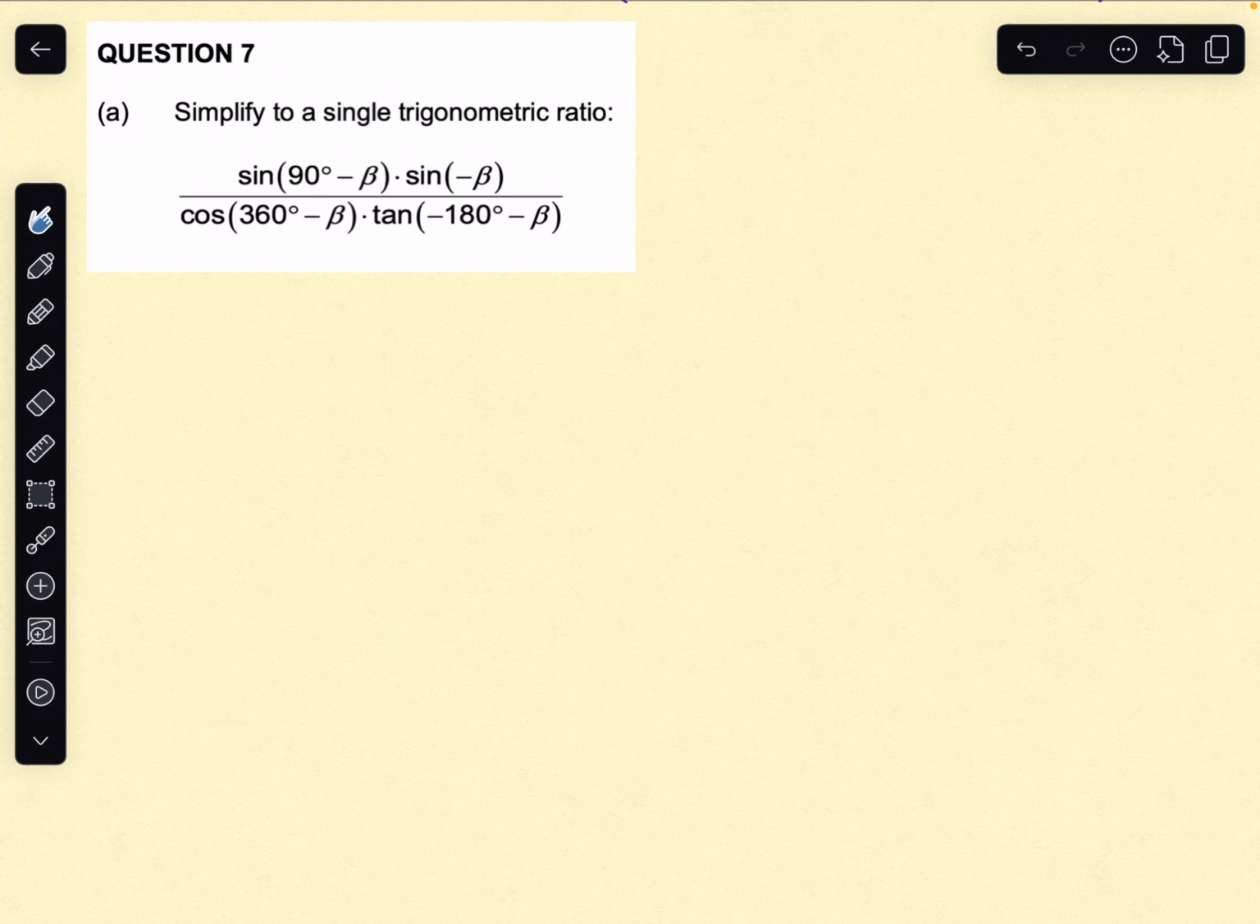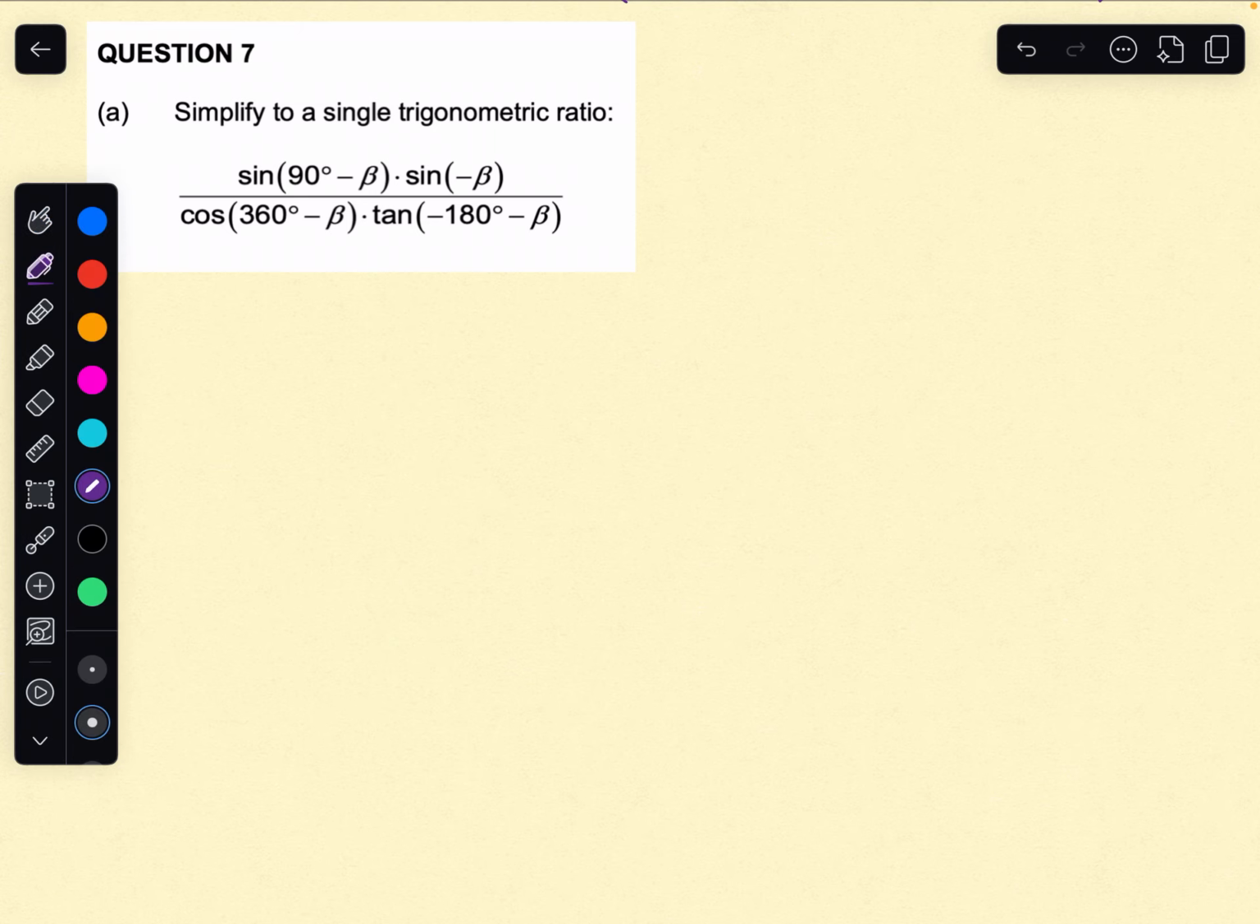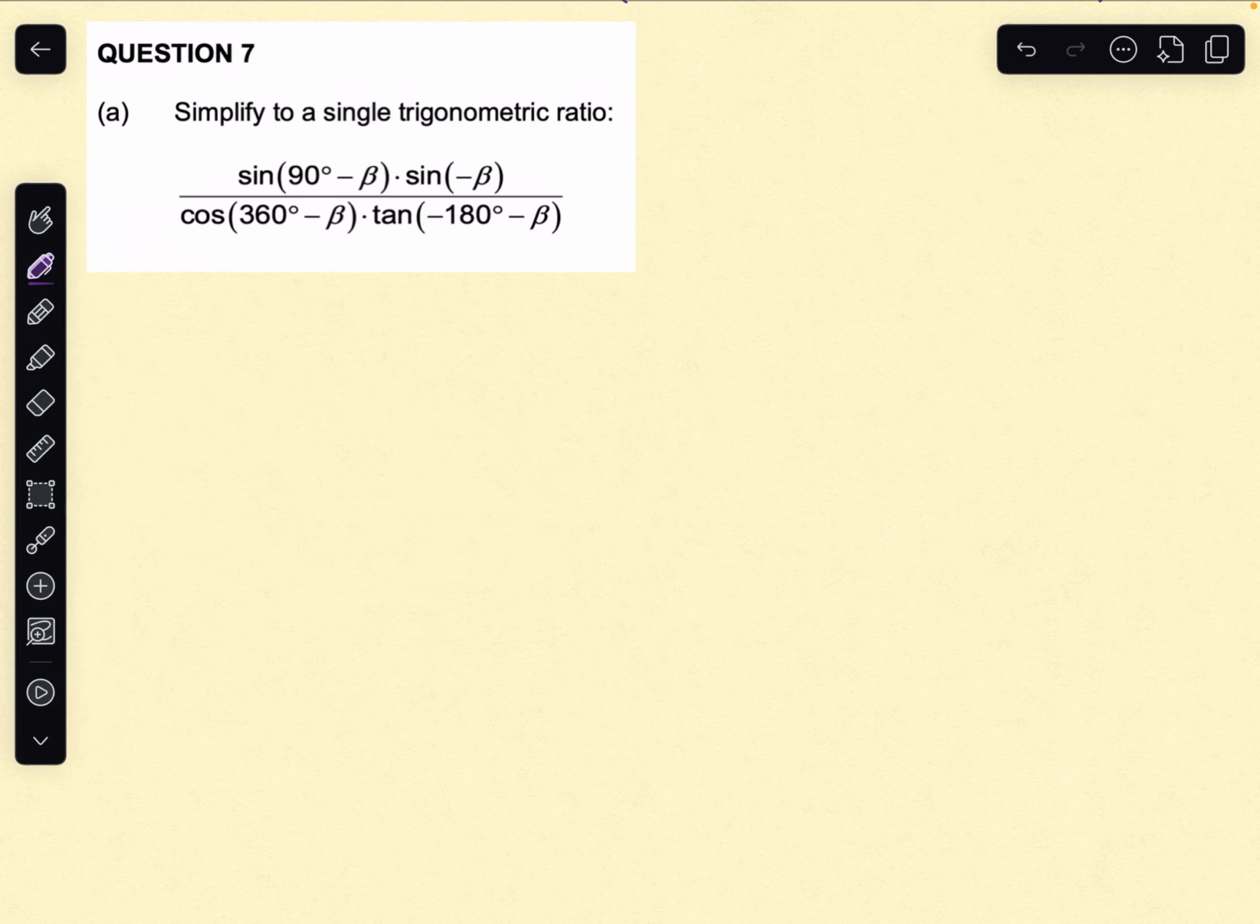Question 7a. I don't usually do reduction questions, but I guess I was in the mood when I selected these questions, so let's do it. Right, so we've got here this jumbo term, something times something or divided by something times something. We're asked to simplify to a single trig ratio, so it's going to be sine beta or negative cos 2 beta, something like that. All right, and we do that by looking at each of these in turn and applying a reduction formula to it.